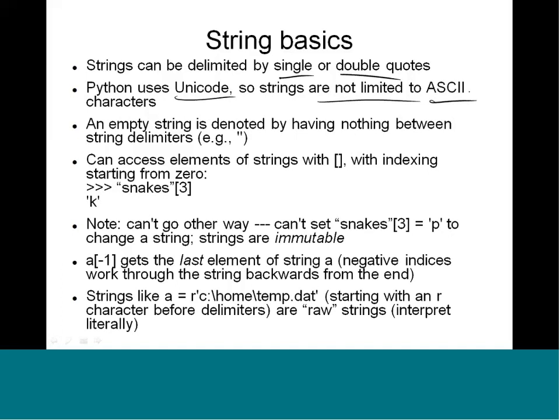The empty string is denoted by having nothing in between the delimiters. So here, a single quote delimiter with nothing between is an empty string. We can access the elements in the string with square brackets, the indexing starting from 0. So if you say the string and then the third element, it's 0 1 2 3, so that is k. K gets printed out.